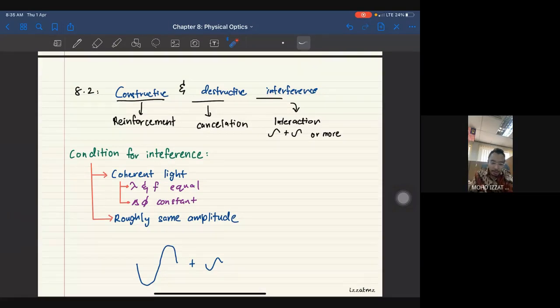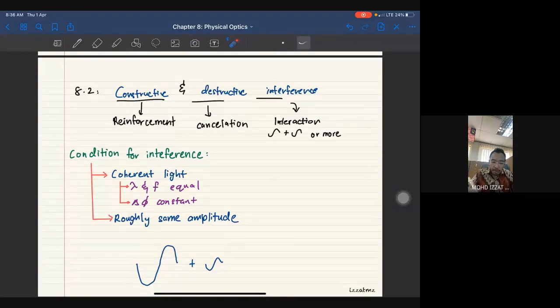That's why, if you want to see the interference effects, dia punya amplitude mesti roughly the same. So, yang ni dia tak nampak lah. So, that's why one of the conditions is roughly the same amplitude. Itu syarat pertama, to see the effects of interference. Syarat number 2 is coherent lights. Okay, now we focus on the light itself. Jangan fikir ombak lagi lah. We focus on the lights.